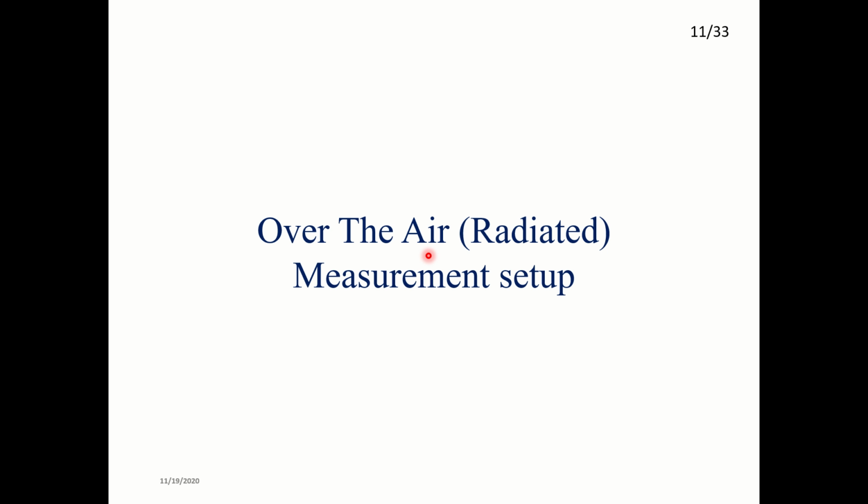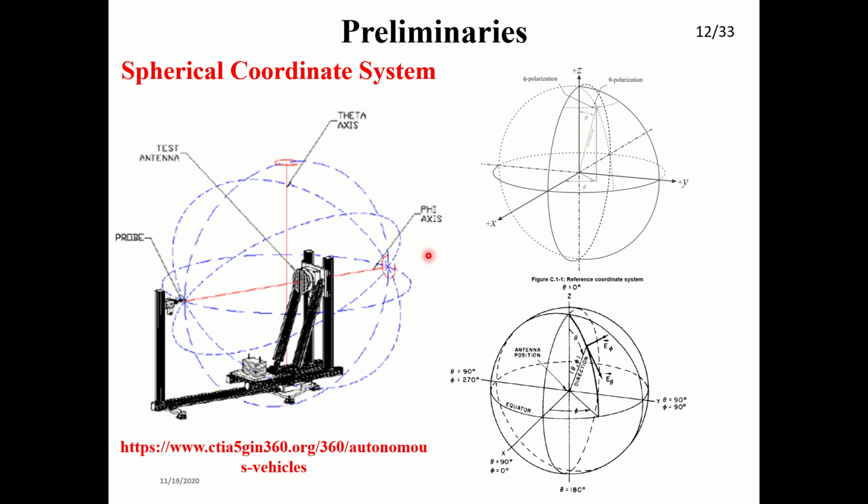So now we'll see about over the air measurements. Before we move on to the over the air or radiated measurement, we will see some of the preliminaries that need to be understood. First thing is the spherical coordinate system. Without this we cannot understand how OTA will work. In the spherical coordinate system there are two axes available: one is the phi axis and the other is the theta axis.